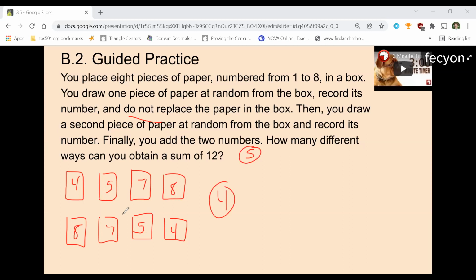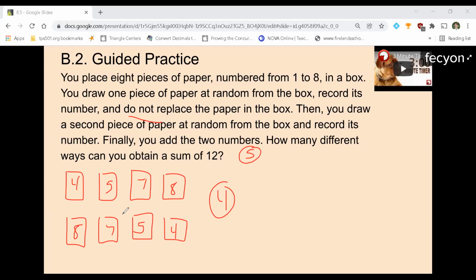Under the first way, how many different ones are there that don't have a sum of 12? That's a good question, apparently. Yeah, that's a good question. You draw, there's 8 pieces of paper in a box. You draw one, record it, put it back, draw another one, record it, put it back. How many different ways could that happen?